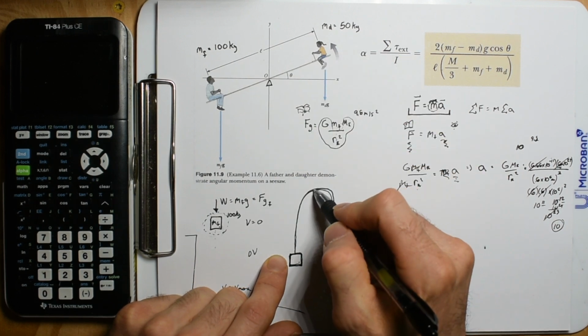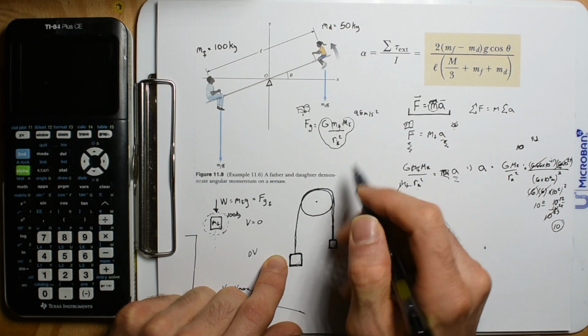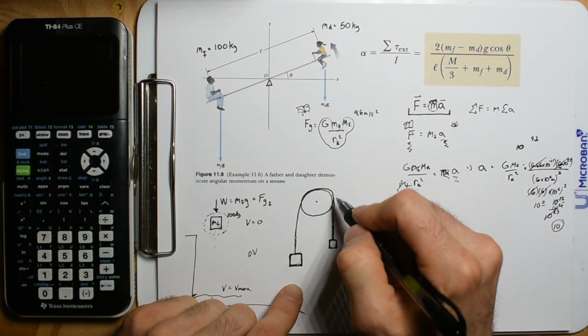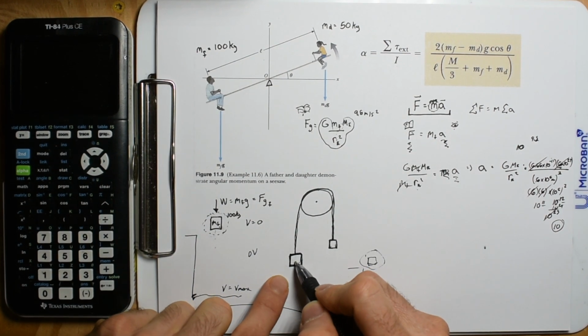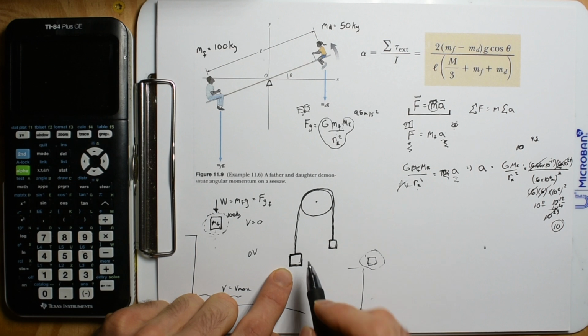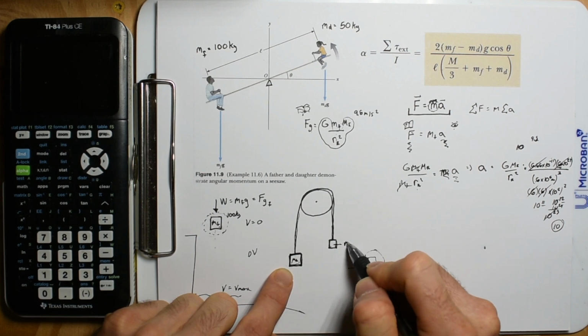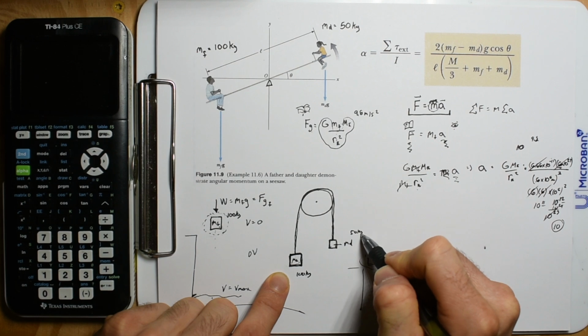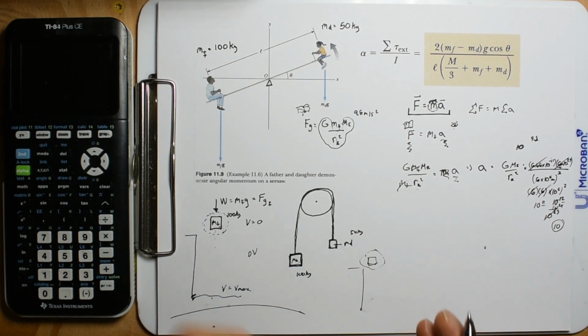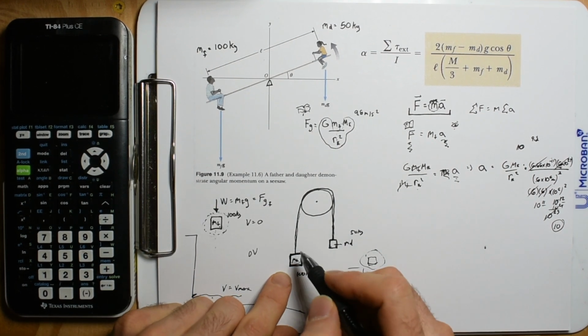I should have had a picture of it, but yeah, we have a really lightweight pulley. The pulley is massless, you know what I mean? And the string is massless, too. So the only two weights are going to be the mass of the Father and the mass of the daughter. And we know that this is 100 kilograms and this is half, 50 kilograms. So now we can do our free body diagram again.